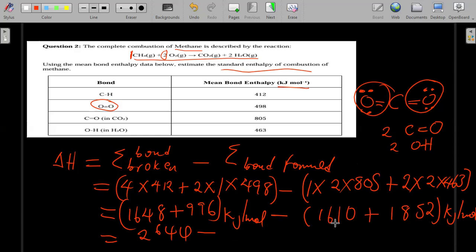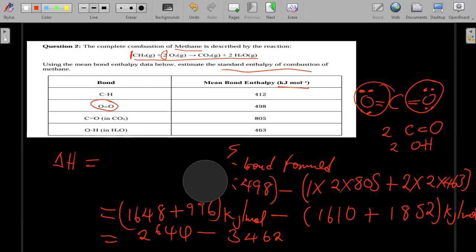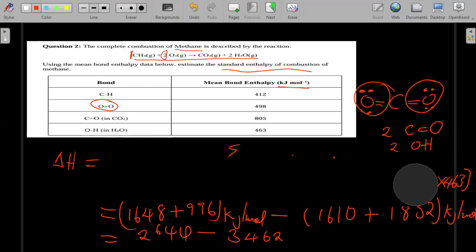So 1610 plus 1852. When we add there, I'm getting 3462. Then we can subtract to get our final standard enthalpy of combustion for the methane.